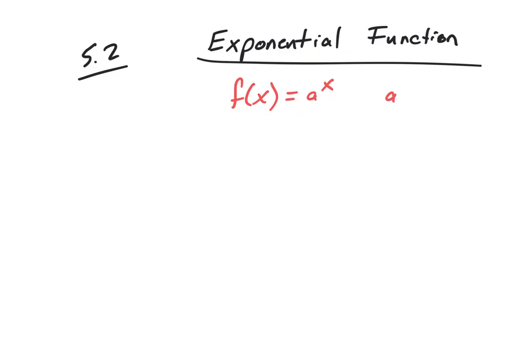One of the things we'll have to remember is that a cannot be 1, because if the base of my exponent is 1, 1 to anything is always going to give me back 1. So we don't want to see a base of 1. My base could be two different things. If a is greater than 1, then we call it a growth function.